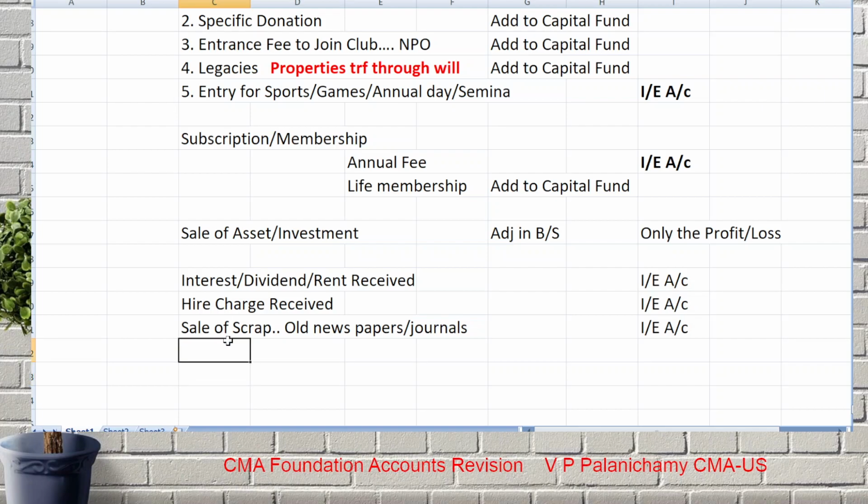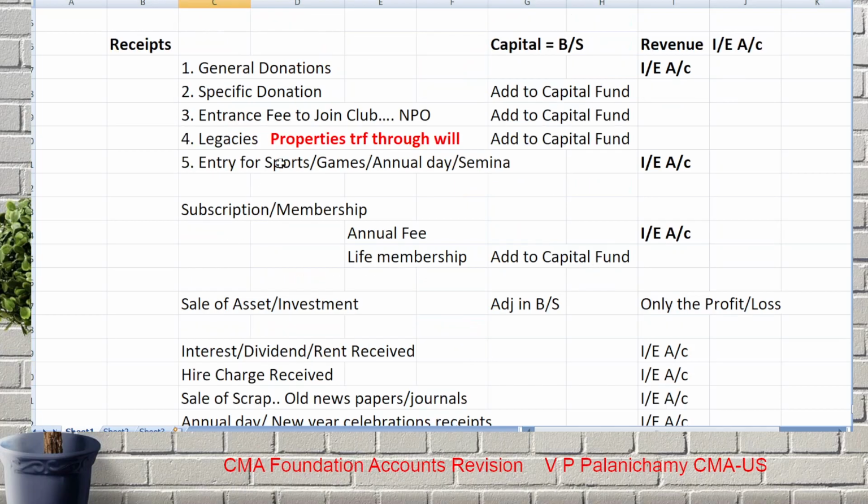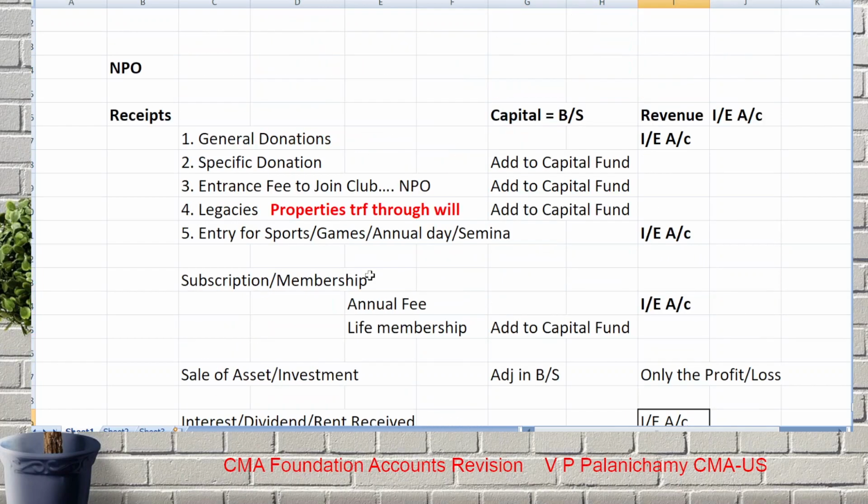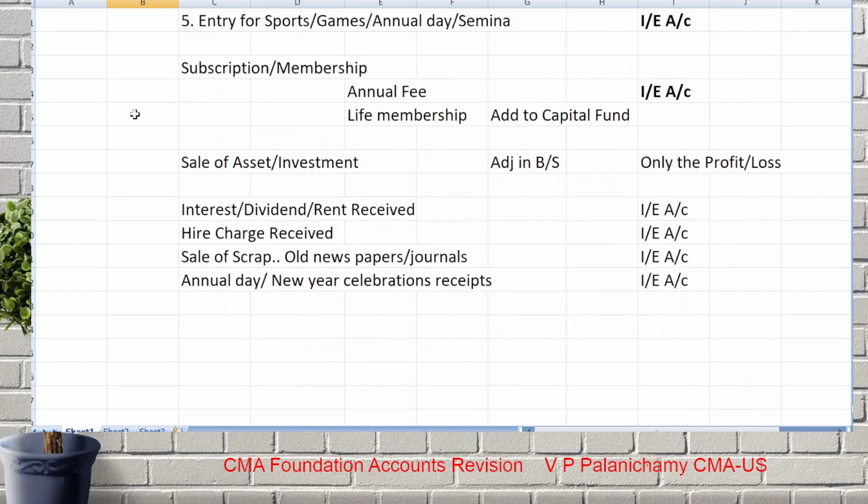Then what about receipts from annual day or New Year celebration? It will be taken to the income and expenditure account. Simple. All capital receipts are recorded in the balance sheet. All revenue receipts are recorded in the income and expenditure account. This is about receipts.